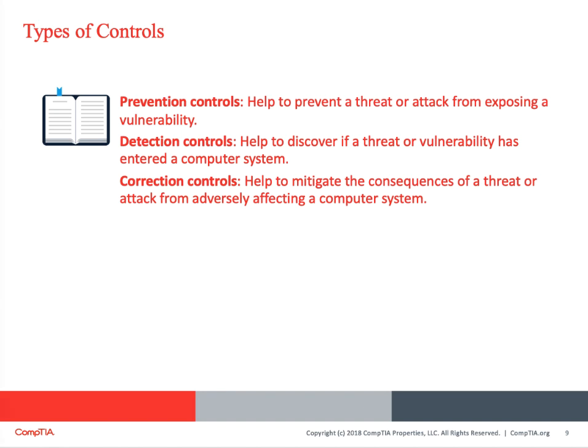And once again, prevention controls are going to help us prevent an attack from exposing a vulnerability. Detection is going to help us to discover if a threat or vulnerability has entered the computer system. And then correction controls are going to help us to mitigate the consequences of a threat or attack from adversely affecting our computer systems.